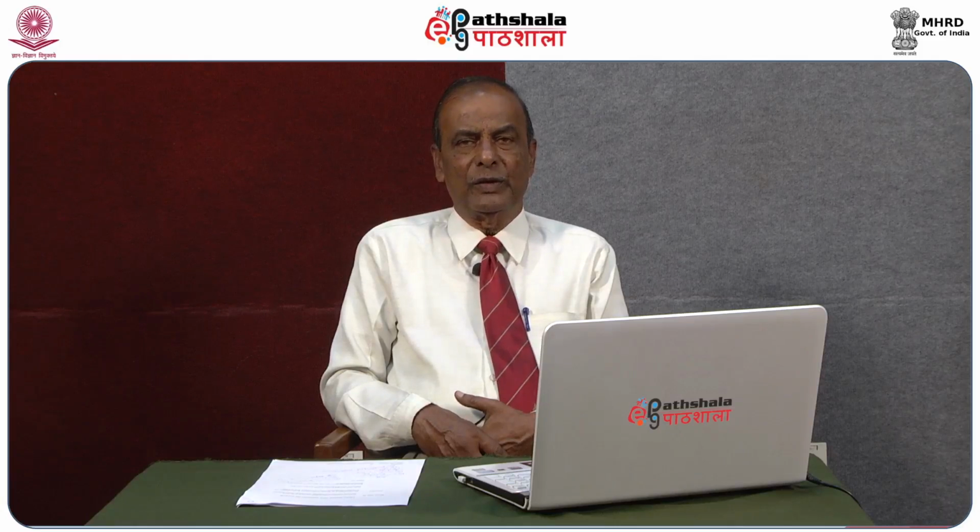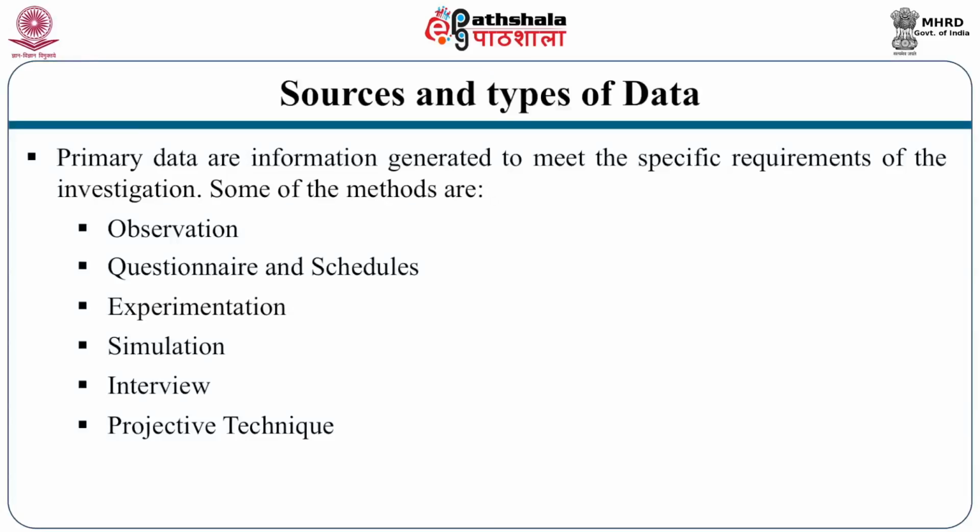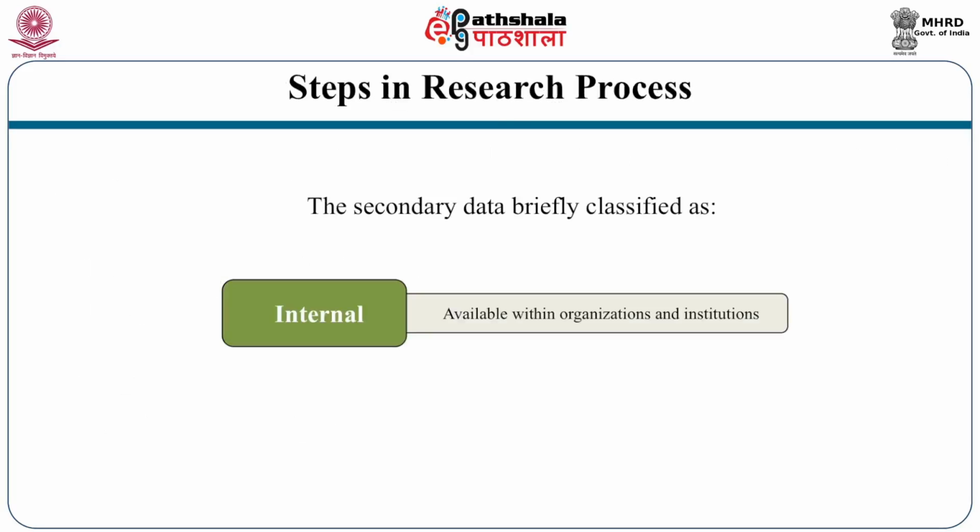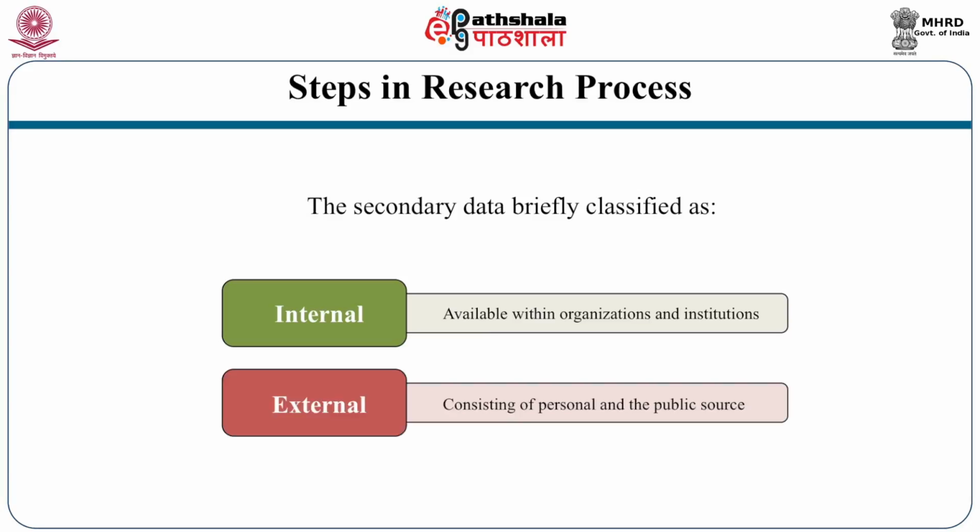Supposing I want to know the information about the Prime Minister of India, I can directly go to him and collect the data from him, or I can collect the data from his biodata published elsewhere, which is called the secondary source. The primary data are information gathered to meet the specific requirement of the investigation. Some of the methods are observation, questionnaire and schedules, experimentation, simulation, interview and projective techniques. The secondary data, briefly classified as internal, available within the organization and institution, and external, consisting of personal and the public sources.